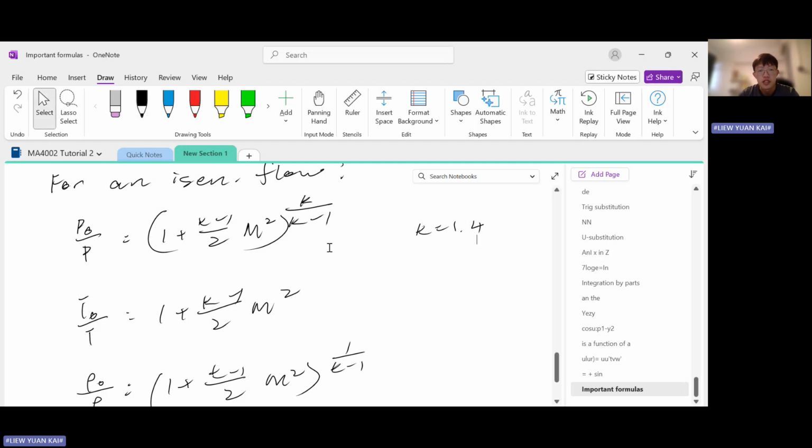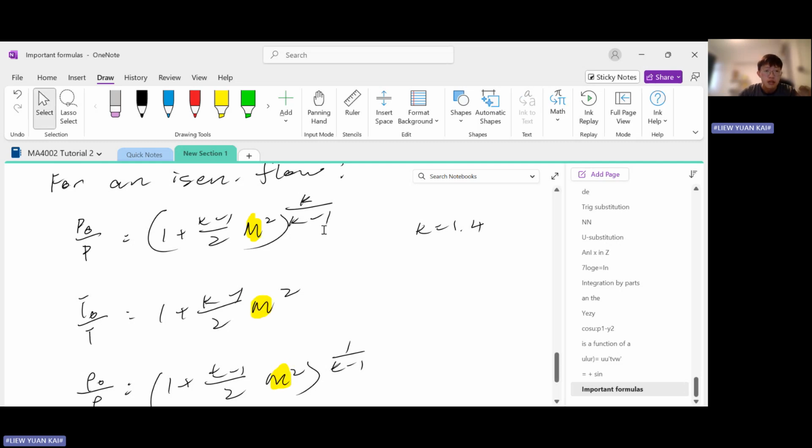The other variable that you see in the right-hand side of these equations is M, the Mach number. You see, there's no other variable other than M. If we treat K as a constant, then the only thing that these ratios depend on is the Mach number. So let me just highlight to you. Here's the Mach number, here's the Mach number, here's the Mach number.